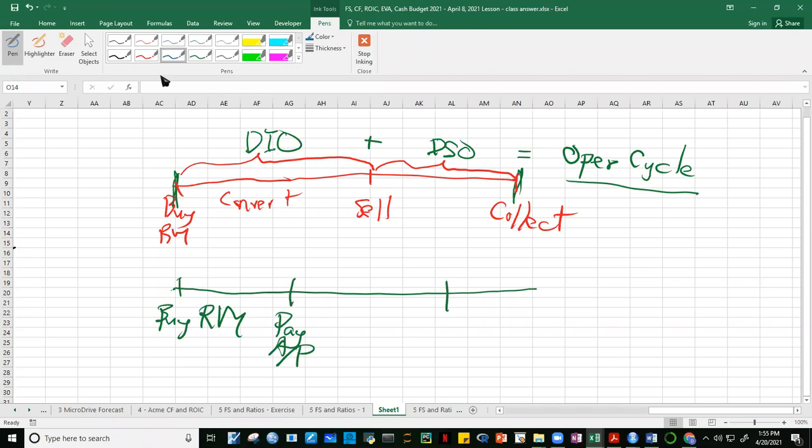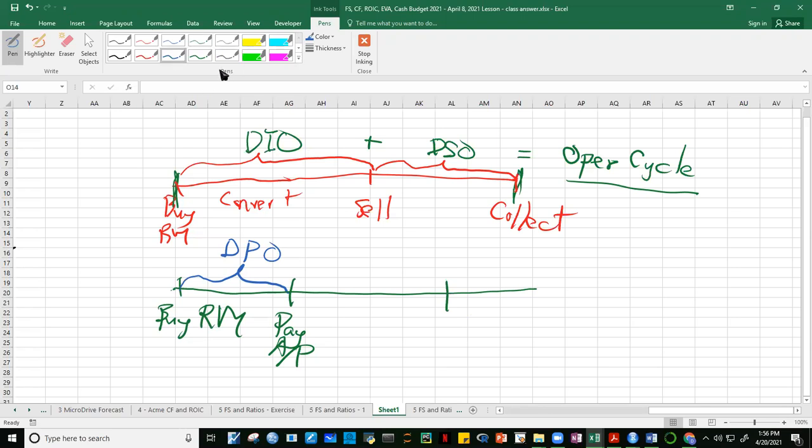What do you call this? What do we call this, guys? This is your DPO. That's your days payable outstanding. Days inventory outstanding, number of days it takes on the average to buy your raw materials, convert to finished goods, and then sell. And then from selling up to collecting, that's your days sales outstanding. The total of your DIO and your DSO is your operating cycle. On the other hand, sabi natin na DPO is the number of days it takes us to pay for the raw materials.